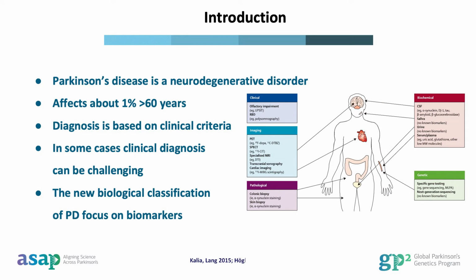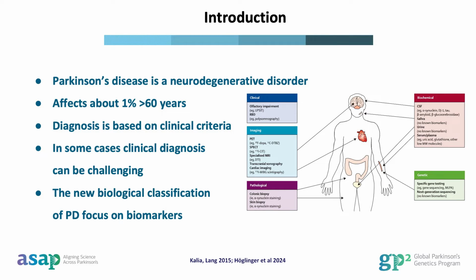Parkinson's disease is a neurodegenerative disorder characterized by the accumulation of alpha-synuclein and the loss of dopaminergic neurons in the substantia nigra. PD affects about 1% of the population over the age of 60. The diagnosis is based on clinical criteria, but its accuracy can be suboptimal in some cases. Therefore, there is a need for biomarkers, which can include clinical, imaging, pathological, biochemical, and genetic markers.